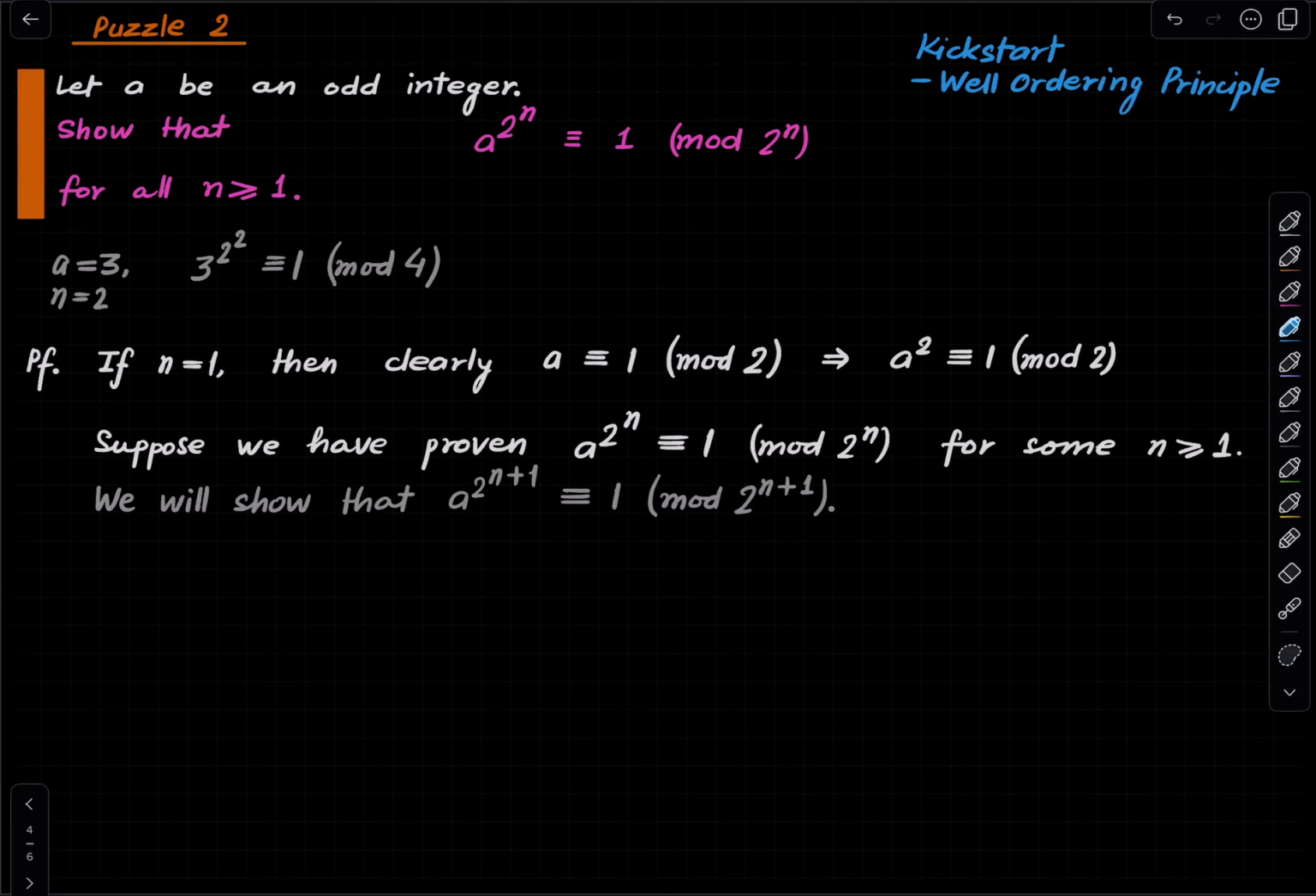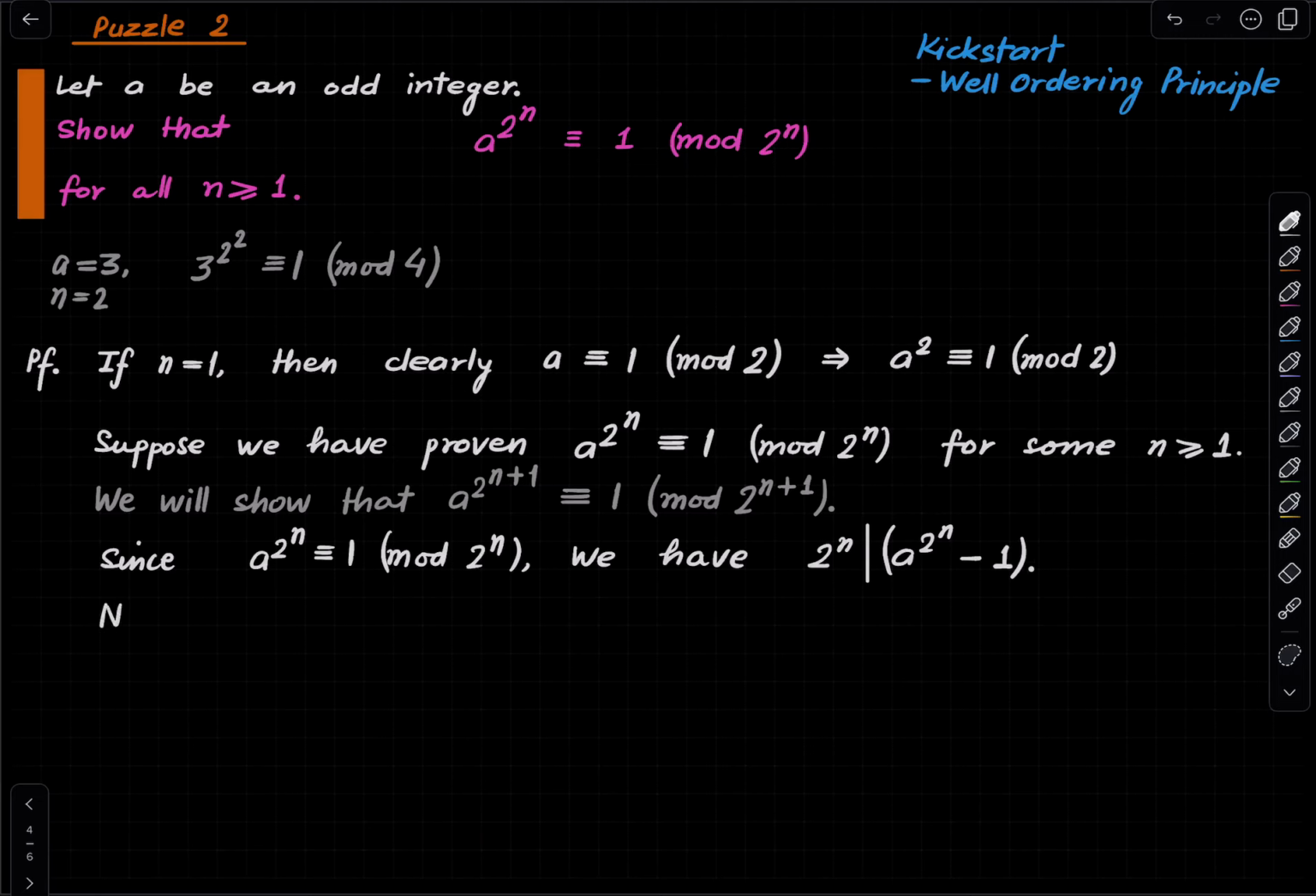Okay, so how do we do this? Well, this has nothing to do with modular arithmetic. Since we are given that this is congruent to 1 mod 2 to the n, we have 2 to the n divides this difference by definition.